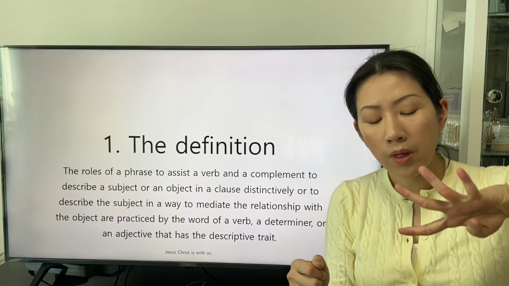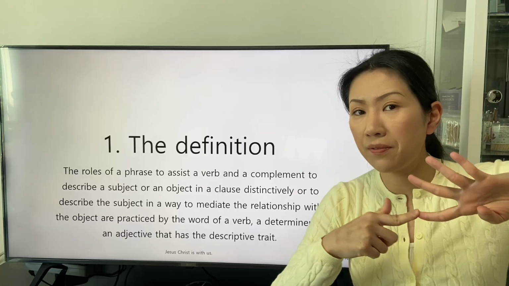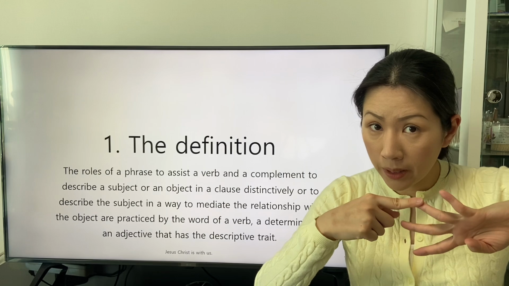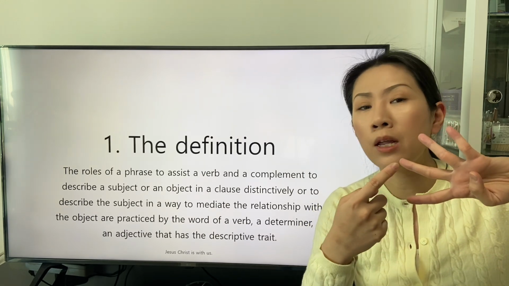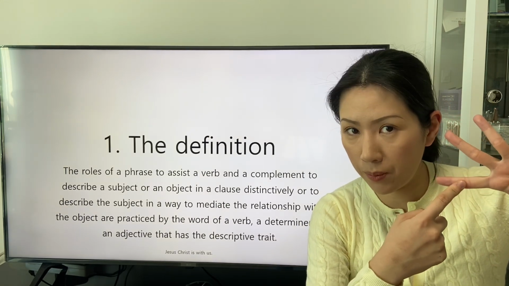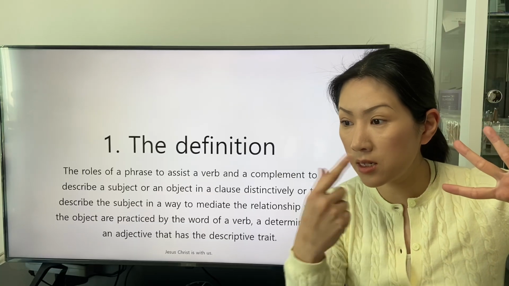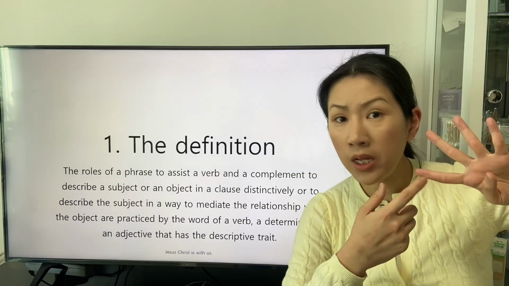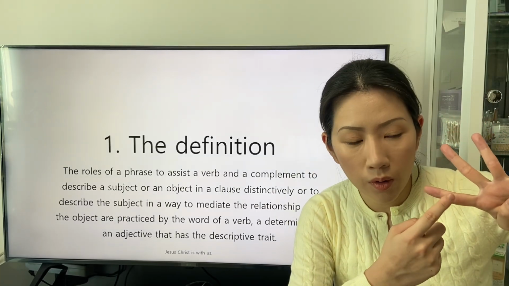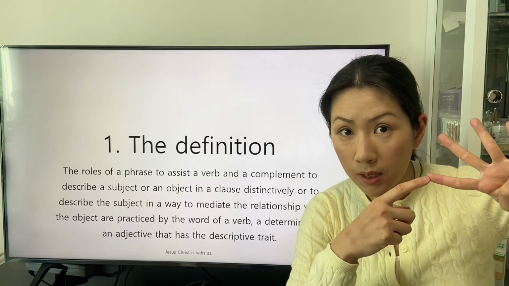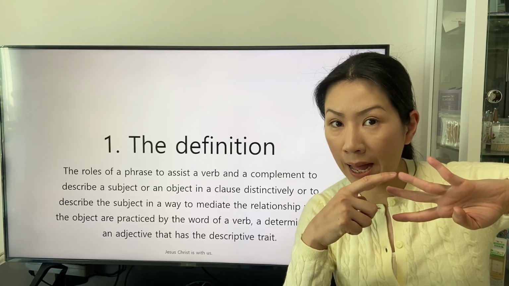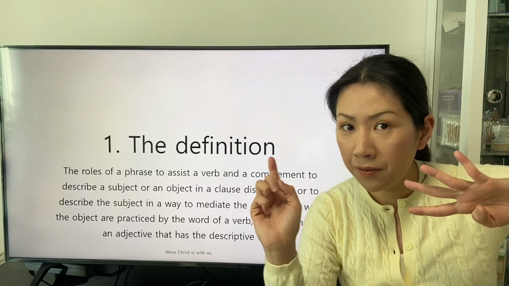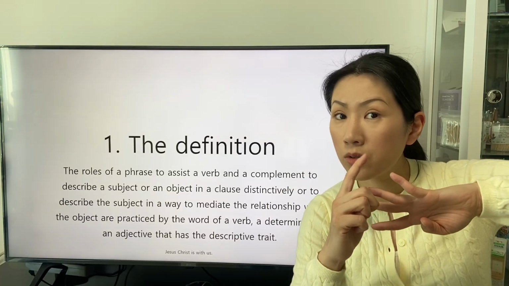Because there are three sorts of descriptive words: a verb, a determiner, and an adjective, and an adverb. An adverb can describe the other description. Only the adverb can describe the other description, that is, a verb. A verb describes a subject.